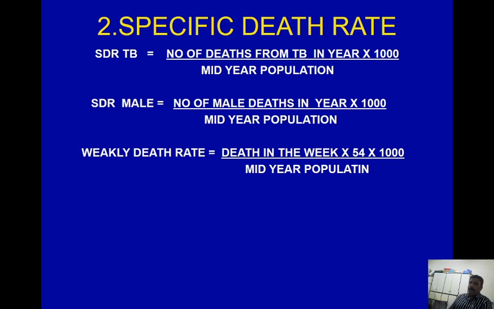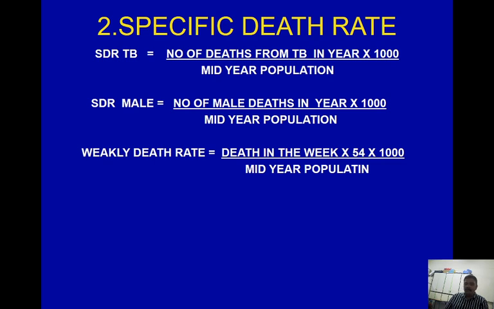So again, when you look at the specific death rate, you just have to remember that you are taking the specific death cause on the top, in the numerator, and dividing it by the median population. That's it. The number of deaths from TB in that year divided by the median population, or the number of males who died divided by the median population, or deaths in a week divided by the median population. We're talking about deaths in a week times 54 because there are 54 weeks in a year, right? So we're just trying to do it for a year. So deaths in a week times 54 divided by the median population. So this is specific death rate. Compared to crude death rate, the specific death rates give you somewhat better information.